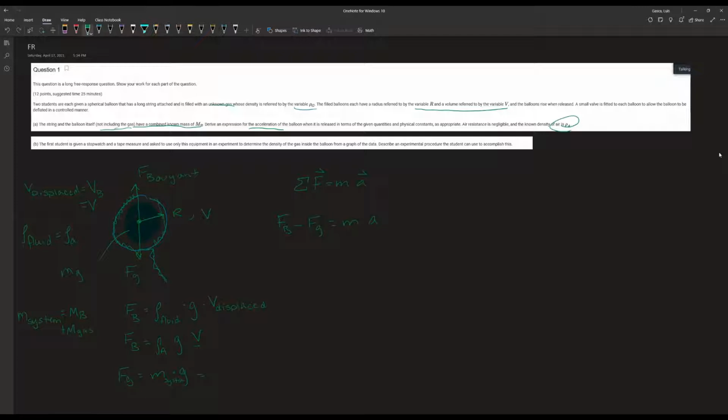So here we have to expand this part. So the mass of the system is going to be the mass of the balloon plus the mass of air or the gas times the acceleration due to gravity. But we're not really allowed to write the mass of the gas here. But we can write it in terms of the density of the gas times the volume of the balloon. Does that make sense so far?